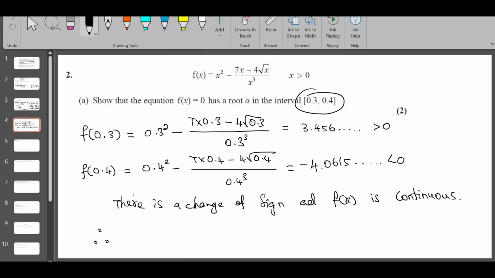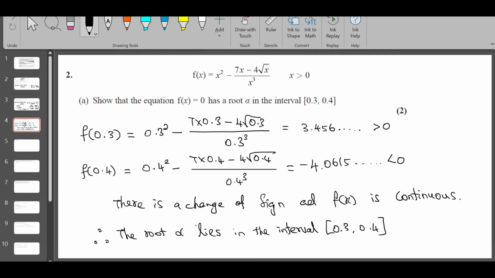So therefore the root alpha lies in the interval 0.3, 0.4.